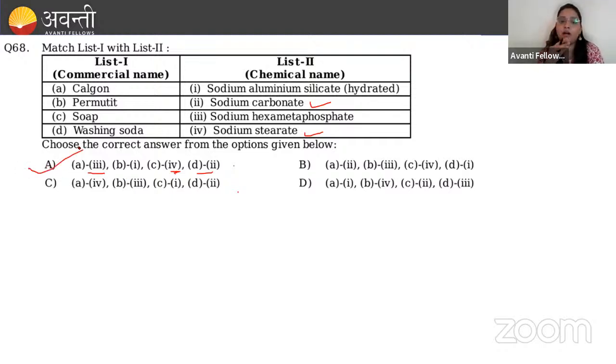ठीक है, हाइड्रोजन चैप्टर में से प्रॉब्लम उठाया गया है, नाम दिए गए हैं, उनका केमिकल नेम क्या होगा वो हमको पूछा था. Washing soda, you know, sodium carbonate, soap, you know, sodium stearate. From both two options you can match the answer, you can crack the answer.